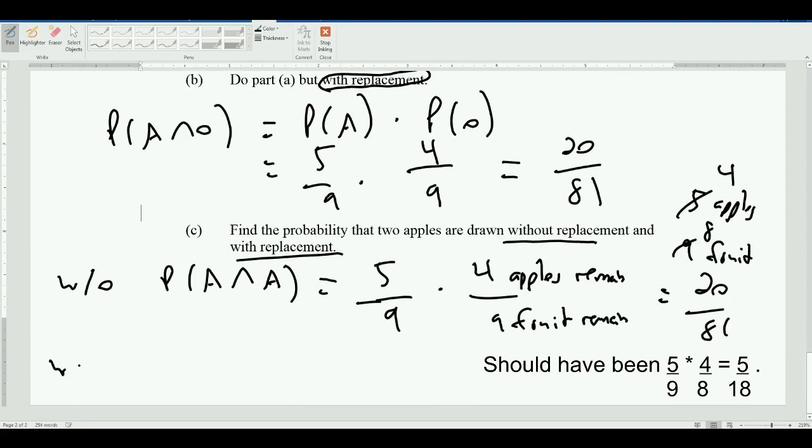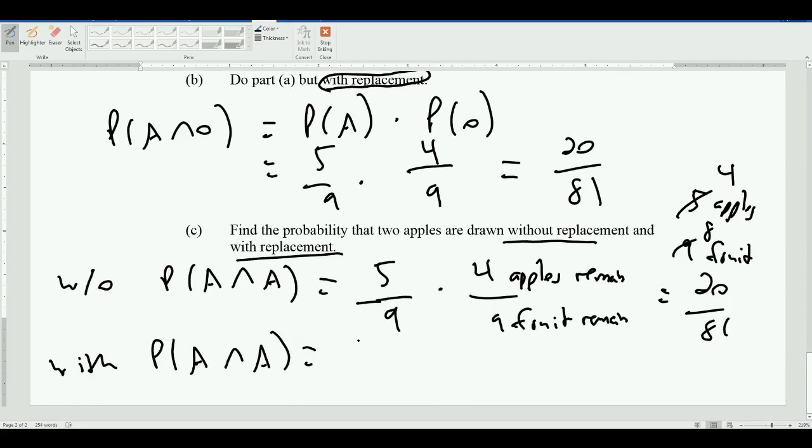Now with the replacement, you have 5 apples total out of a possible 9 fruit. Draw one out. We're going to put it back in, which means you have 5 again out of 9 fruit. 5 out of 9. So then once again, you multiply straight across. 25 over 81. That with replacement is a big deal, so make sure you take note of that.